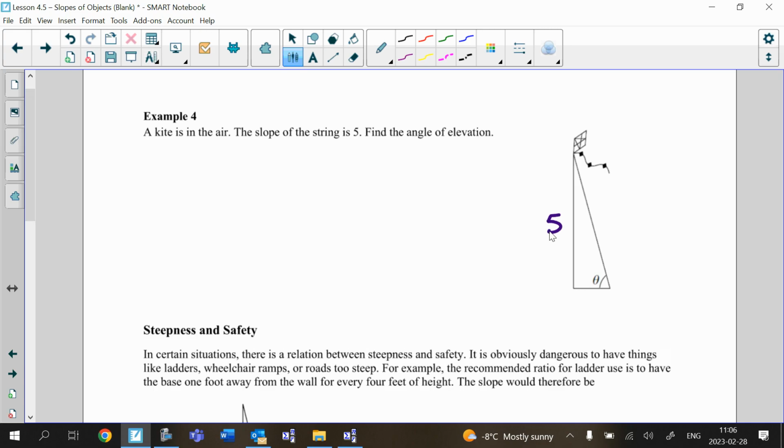The slope will also equal, in trig, opposite over adjacent, which is tan. The slope of some object will always equal tan theta. So that means in this case, the slope is 5. Tan theta is equal to 5.